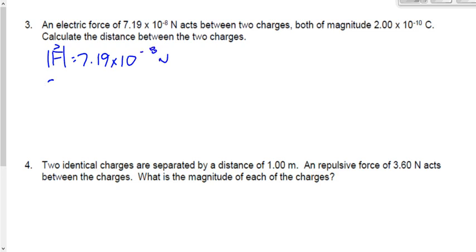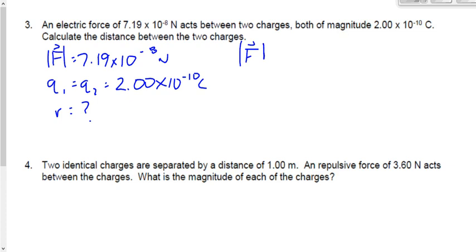And we're going to say the charge Q1 and Q2. See what I'm doing there? Saving myself from writing the number twice. I'm just saying Q1 is equal to Q2, and that's equal to 2.00 times 10 to the negative 10 coulombs. We're looking for R. My equation is the Coulomb's law equation: F is equal to K Q1 Q2 over R squared.